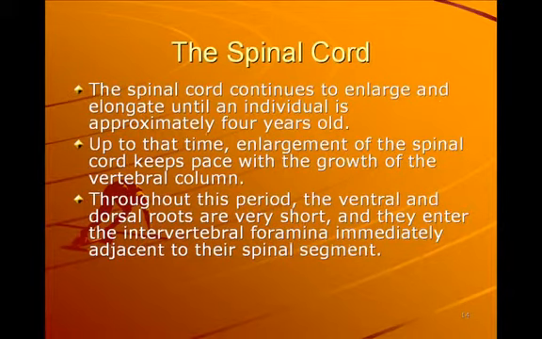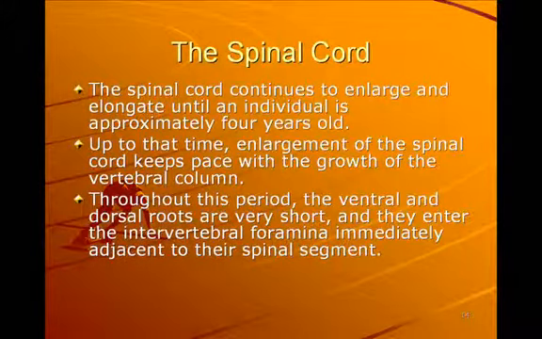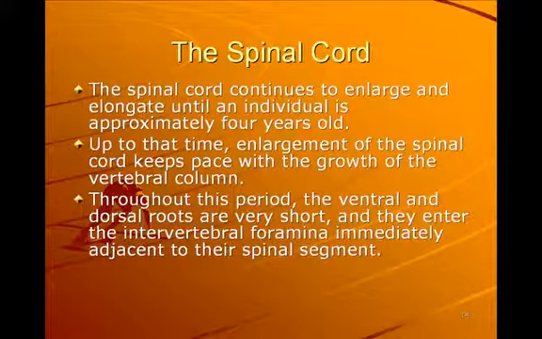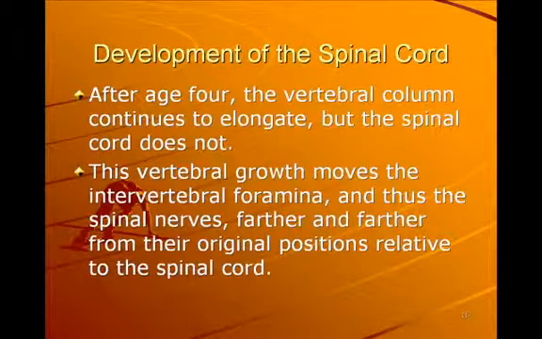The spinal cord continues to enlarge and elongate until individuals reach approximately the age of 4. Up until that time, enlargement of the spinal cord keeps pace with the growth of the vertebral column. Throughout this period, the ventral and dorsal roots are usually very short. They enter the intervertebral foramina immediately adjacent to the spinal segment. After about the age of 4, the vertebral column continues to elongate, but the spinal cord does not.